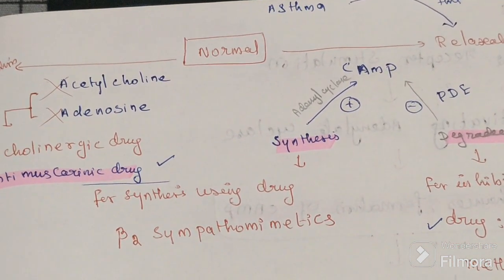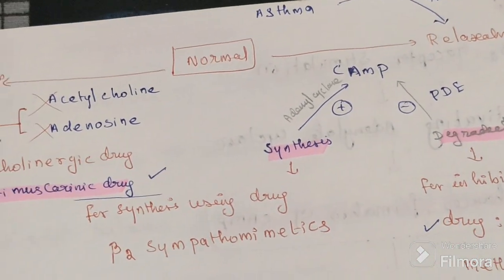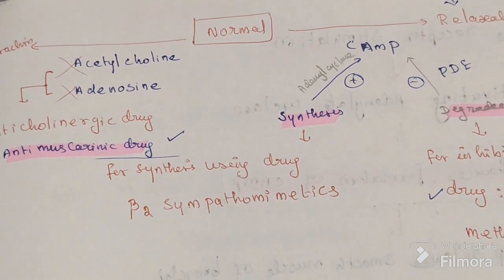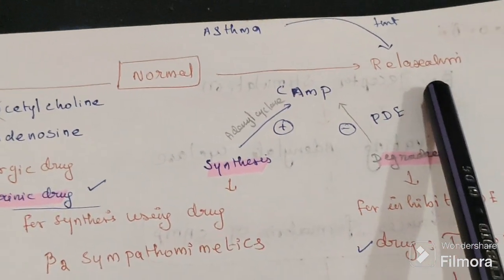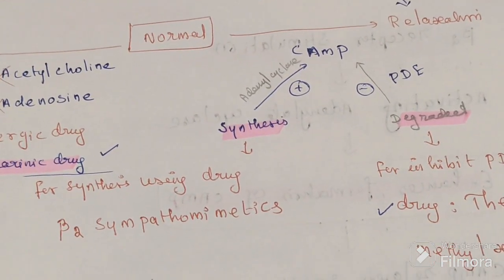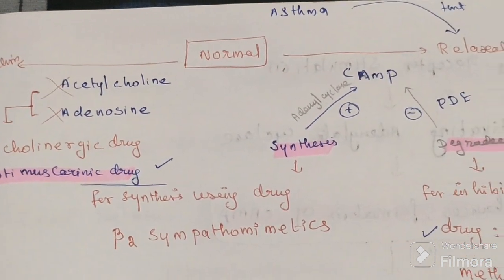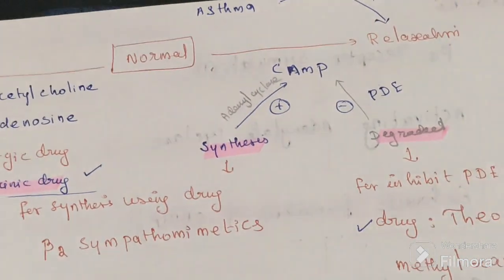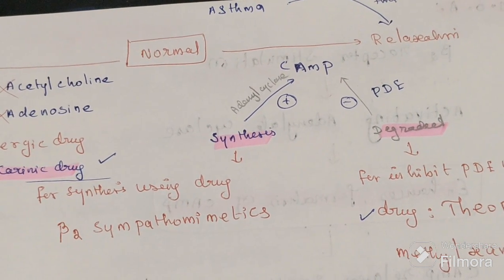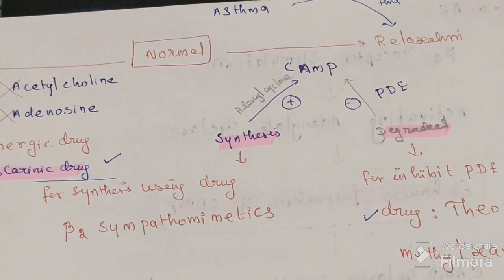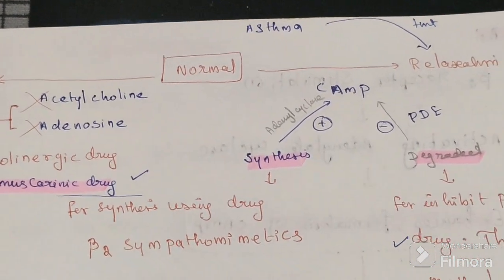But whenever there is a contraction, there are two causes. This one is the relaxation. This is the general physiology. In asthma, what do we want? We want relaxation. So we don't want this acetylcholine and adenosine. We want more and more cyclic AMP. We want drugs which increase cyclic AMP, which block acetylcholine and which block this adenosine. Drugs that block both things.